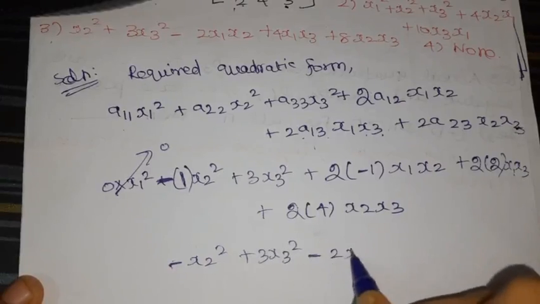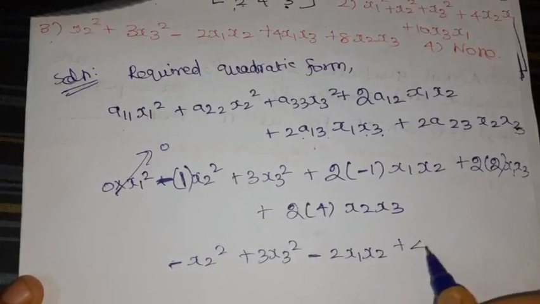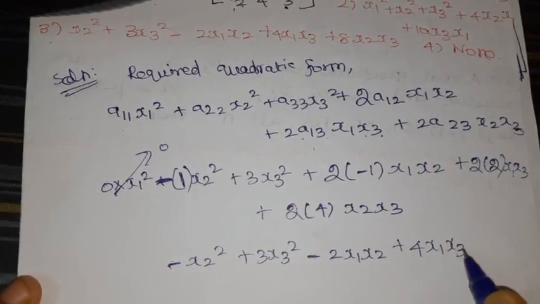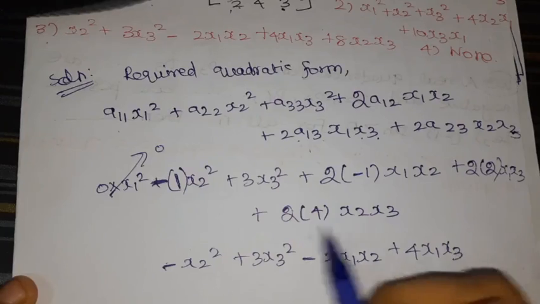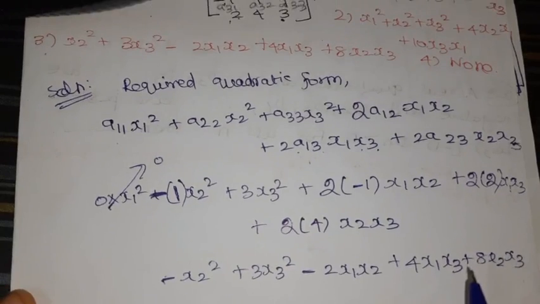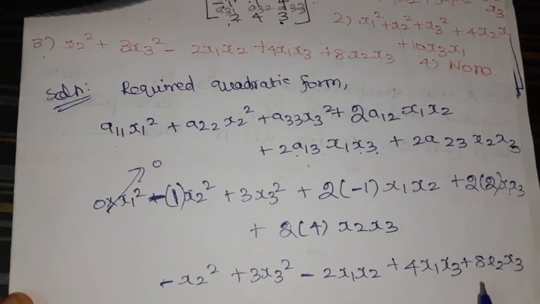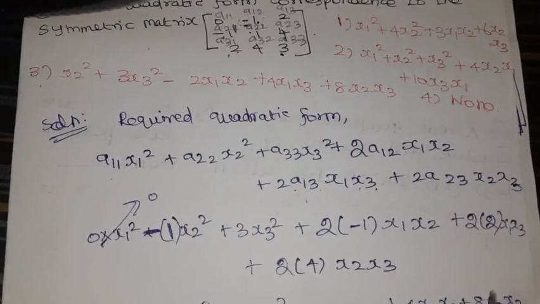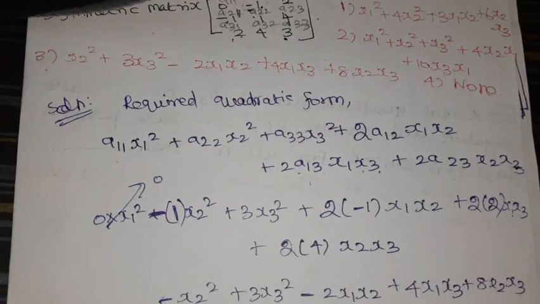Then minus x2 squared plus 3 x3 squared minus 2 x1 x2 plus 4 x1 x3 and 8 x2 x3, right? So this is the required equation. So which one is it? Option C. This one.